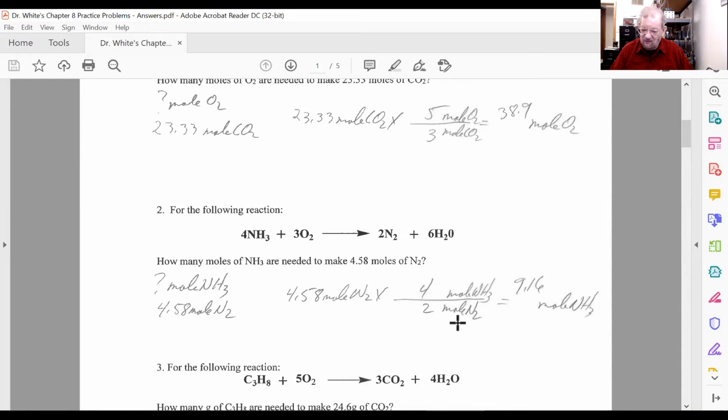Whatever I'm trying to get rid of, I don't want in my answer, I'm going to put underneath the ratio, moles of nitrogen. Where do I get these numbers? From the balanced chemical equation. For every 4 moles of ammonia, I make 2 moles of nitrogen N2. Again, for every 4 moles of ammonia, I make 2 moles of nitrogen N2. And therefore, I put the 4 and 2 in there. Now, these are exact numbers. This is 3 significant figures. I got it right this time. Do the math, and here's your answer. And remember, balanced chemical equation coefficients tell you the molar ratio.